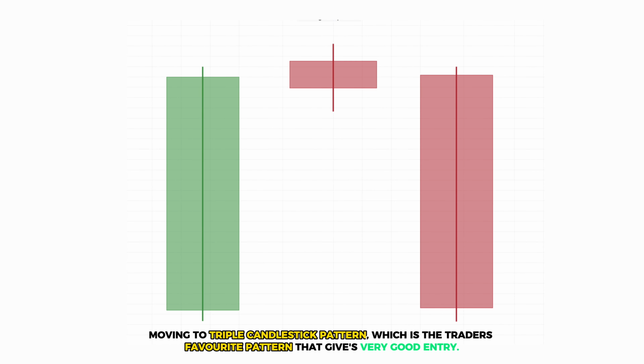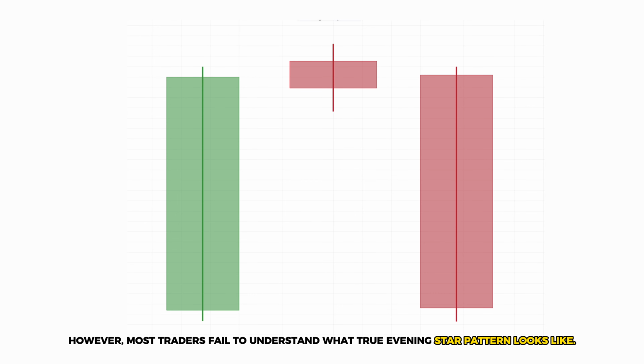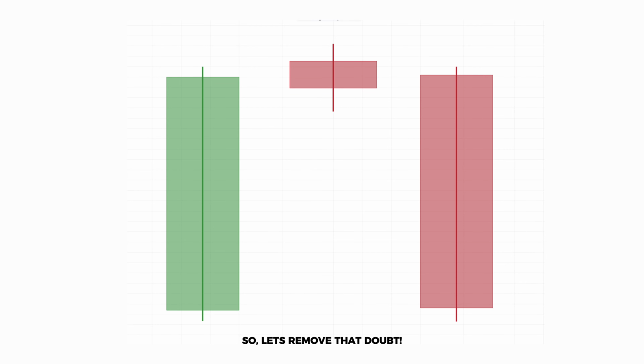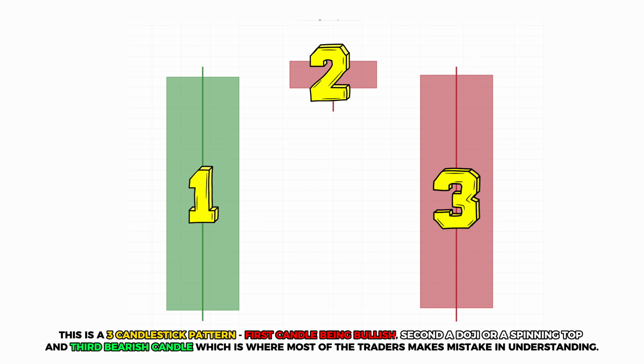Moving to triple candlestick patterns, which are the traders' favorite patterns that give very good entries. However, most traders fail to understand what a true evening star pattern looks like. So let's remove that doubt. This is a three candlestick pattern, first candle being bullish, second a doji or a spinning top, and third a bearish candle, which is where most traders make a mistake in understanding.